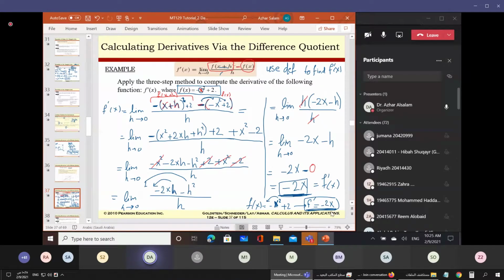Okay? In the exam, as we said, if the question says use the definition to find f dash, you have to do all these steps. Do not write only the final answer.